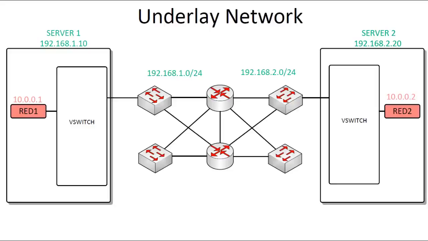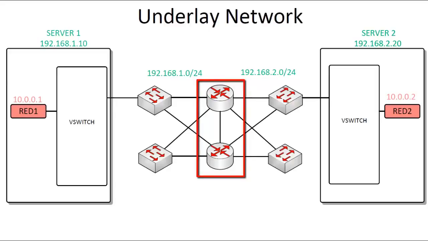Now we can pause and already see some issues. Our network infrastructure or underlay network has no routing knowledge of these IP addresses 10.0.0.1 and 10.0.0.2 of Red 1 and Red 2. It is only aware of the 192.168.1.0 and 2.0 subnets. In addition to this, there is not even a Layer 2 connection between the VMs. There are routers creating a Layer 3 boundary between the VMs.